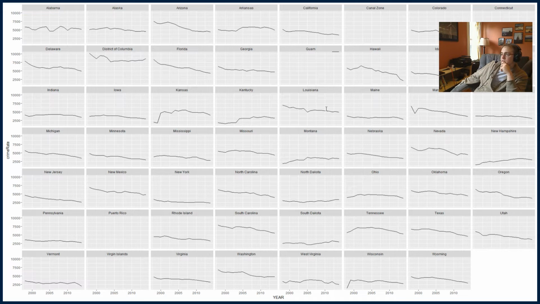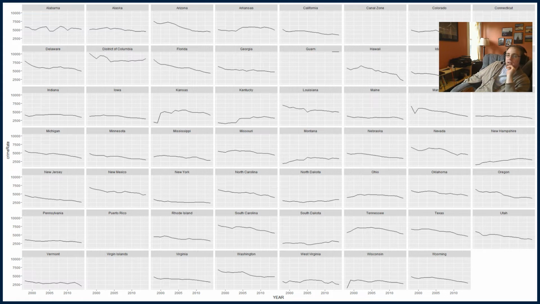Here's crime rates. You can see that DC has a very high crime rate. Overall, looks like most states are decreasing their crime rates. Overall, the rates look like they're between 2,500 and 7,500 crimes per 100,000 people. It's high. Seems really high.